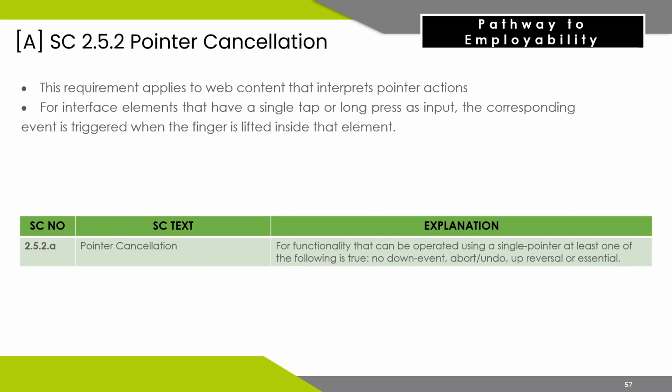The requirements for success criterion 2.5.2 Pointer cancellation are 2.5.2.a Pointer cancellation. For functionality that can be operated using a single pointer, at least one of the following is true: no down event, abort/undo, up reversal, or essential.